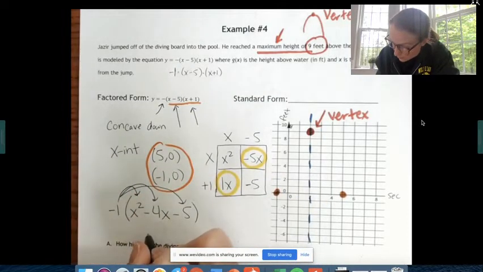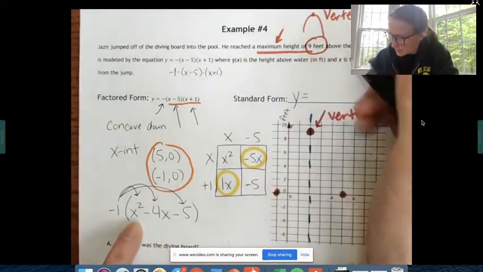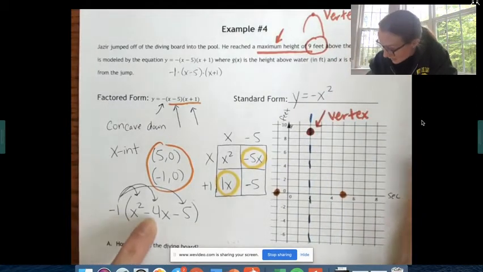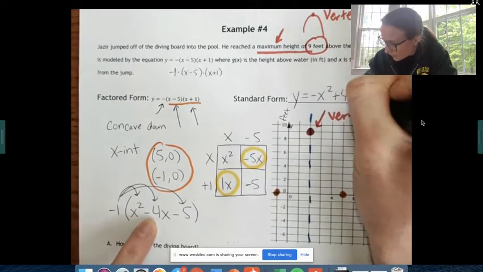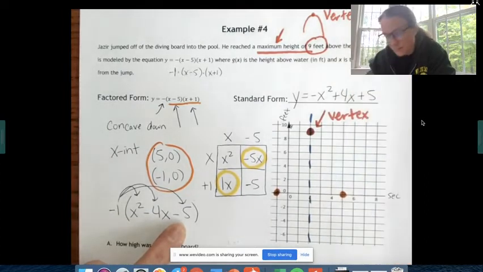So my standard form equation, when I write this out, I'm going to actually write it up here. Y equals negative times x squared is -x squared. Negative times a negative gives you a positive 4x. Negative times a negative gives you a positive 5.